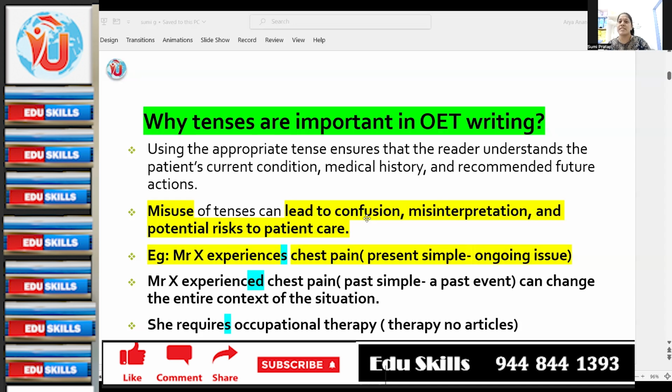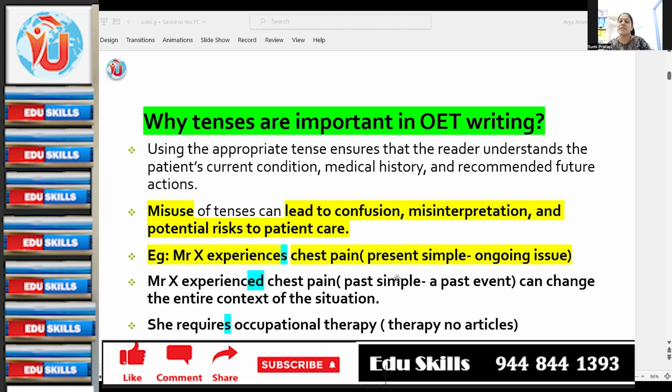Okay. For example, we can see here, Mr. X. Always in the writing, we are using third person, right? The patient name. So we are using pronouns she, her, right? We are using like this. So we can use only the third person tenses. Okay, no need to know all the other ones. Of course, it's needed, but for the writing only, it's enough. Only third person tenses we can use here.